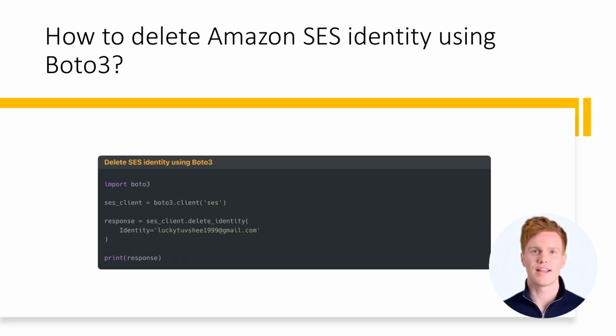To delete an SES identity, you need to use the delete identity method of the Boto3 SES client. This method deletes the specified identity, an email address or a domain, from the list of identities whether the entity has verified or is in pending status.